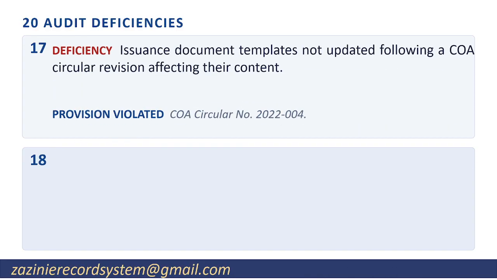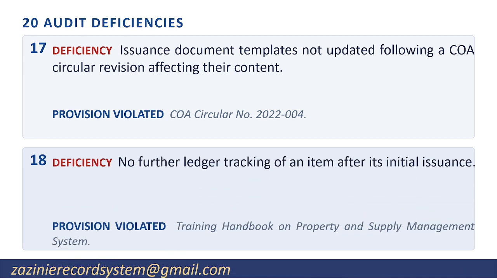Number 17. Deficiency: issuance document templates not updated following a Commission on Audit Circular revision affecting their content. Number 18. Deficiency: no further ledger tracking of an item after its initial issuance. Next slide.